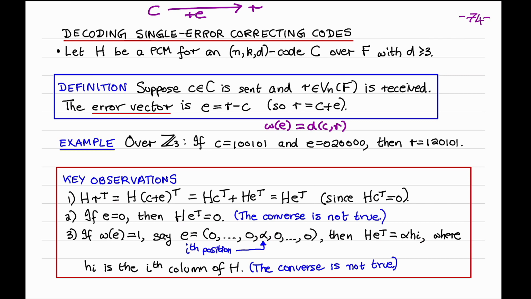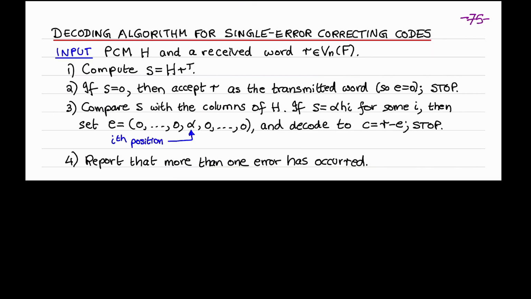We'll make similar observations in the remainder of the course when designing decoding algorithms for linear codes which have error correcting capability greater than 1. Here's the decoding algorithm for single error correcting codes. The channel decoder is given a PCM for the code and a received word R. It first computes the vector S as H times R transpose. Recall that H times R transpose is also equal to H times E transpose, where E is the unknown error vector.